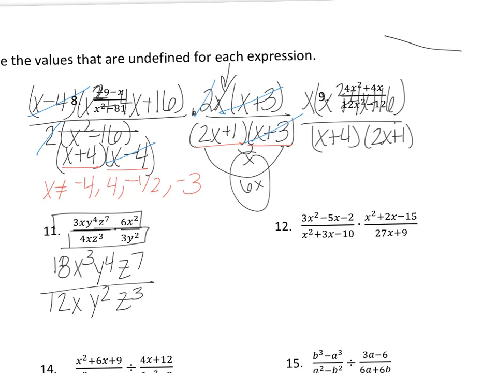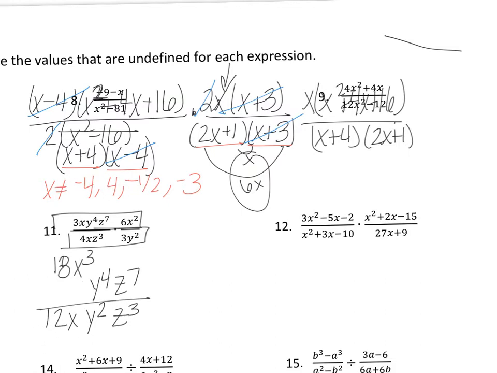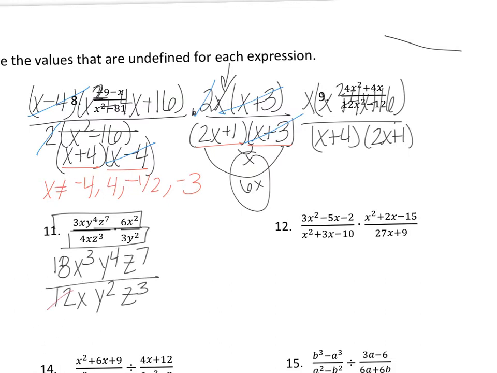And now I can just simplify. Okay, 18 and 12 have common factors of 6. So that's 2 and that's 3 when I divide them both by 6. The x cubed divided by x, so I'm going to put 3 on top, 2 on the bottom. X cubed divided by x is x squared, or x to the positive 2. Y to the 4th divided by y squared is y squared, and z to the 7th divided by z cubed is z to the 4th. So my final answer is 3x squared y squared z to the 4th over 2. And x cannot equal 0, y cannot equal 0, and z cannot equal 0.